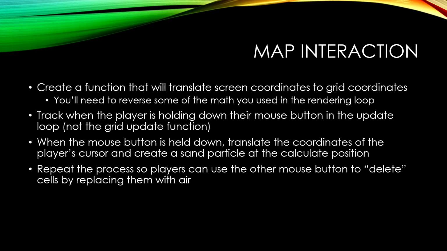So now that we have a basic version of our Cellular Automata model, we can start working on map interaction to allow us to place stuff in the grid itself. To do this, we'll need to create a function that can translate screen coordinates to grid coordinates. Usually you'll do this by just reversing the math you use in the rendering loop. We'll also need to track when the player is holding down the mouse button in the update loop.